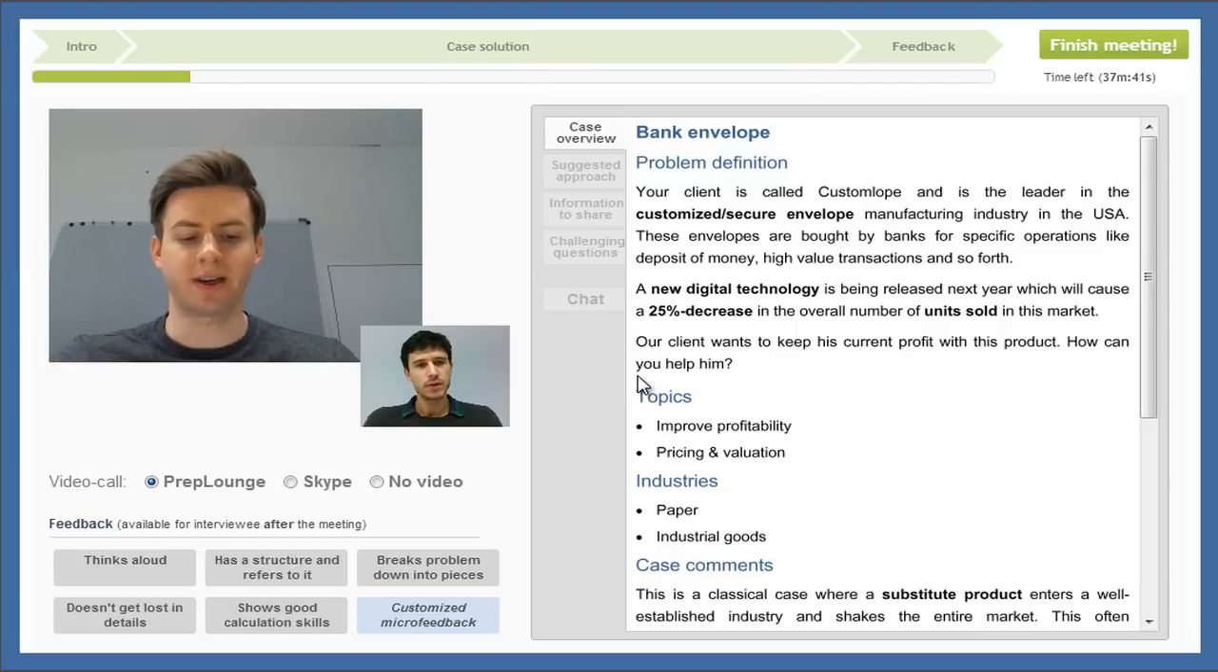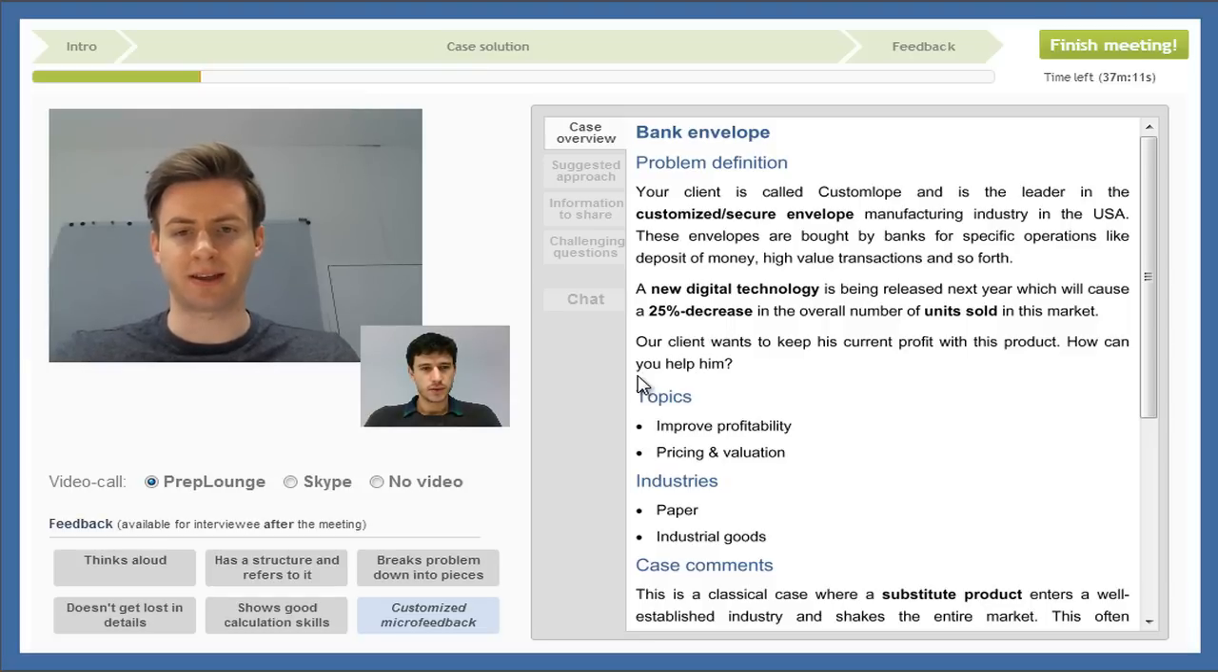Okay, great. Just to make sure I understand the problem. Now, our client is the leader in the customized envelope industry in the United States, and however, a new digital technology will cause the entire market to decrease by 25%. And now our client just wants to know how to keep their current profits with this product, right? That's right. Okay, cool.